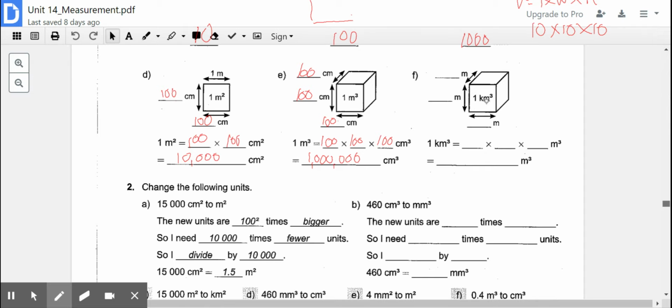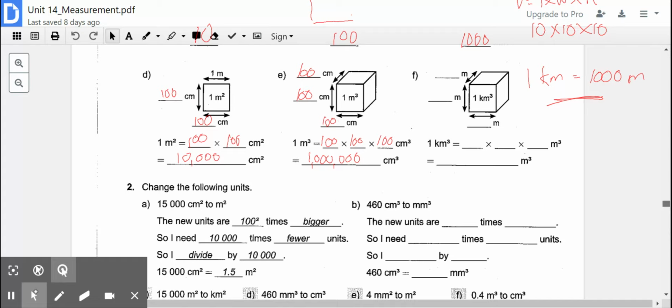Let's take a look at a kilometer now. 1 kilometer equals 1,000 meters. So I want you to do this question here with this conversion. 1 kilometer equals 1,000 meters, and find out how many meters cubed are in 1 kilometer cubed. I'll let you do that one on your own. Let's go down to question 2.